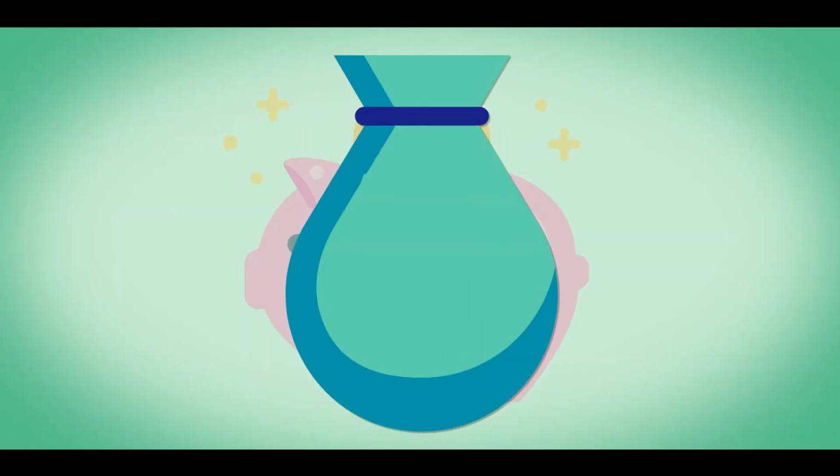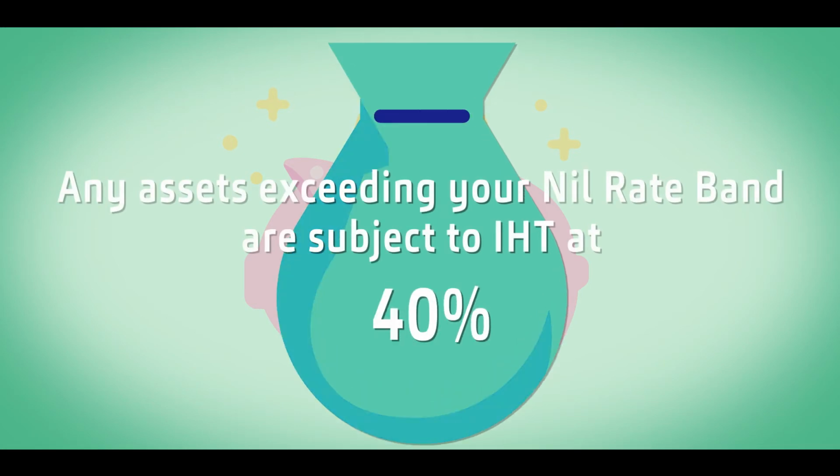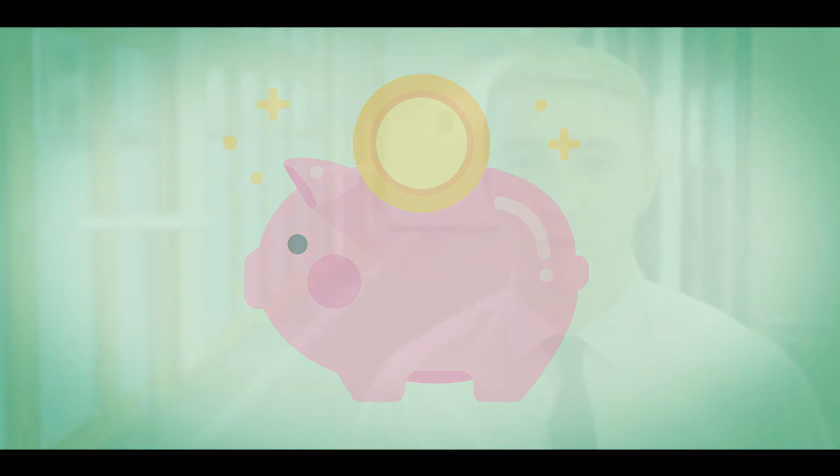If your assets exceed the nil rate band, then inheritance tax is applied at a rate of 40%, so a significant tax hit that can be applied. There are 5 ways that I'm going to highlight that could be useful to help mitigate your inheritance tax liabilities.